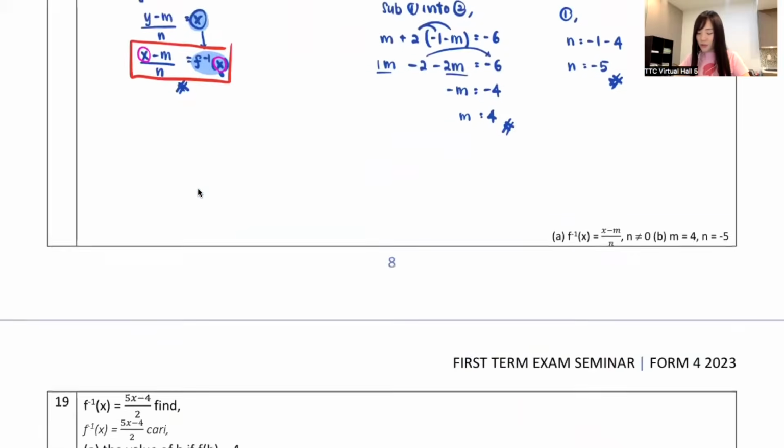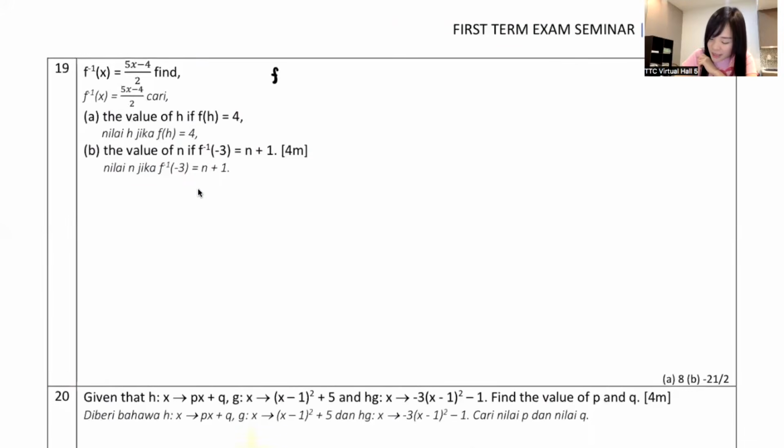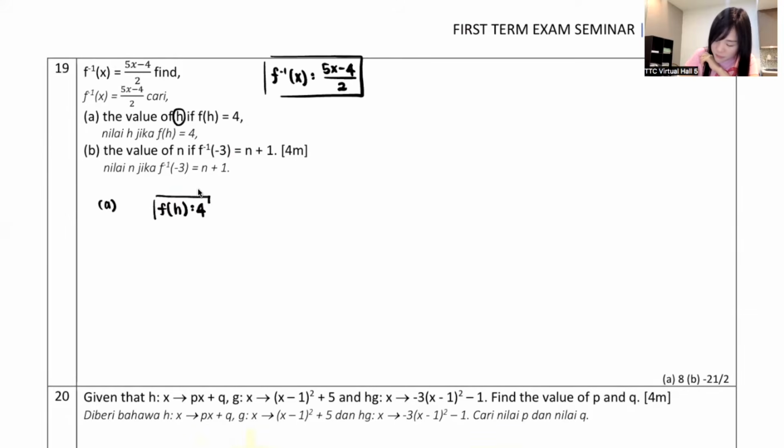Done. Continue. Question 19. So 19 again, guys. They give me the F inverse X equation like this. Then they ask me to find the H answer. They say if FH equals 4. Got it all? So guys, how do I do this one? You know that FH equals 4, the original name called Fx. So to be able to do this, you must have the Fx equation. But does the question give you Fx? No, they give me F inverse.